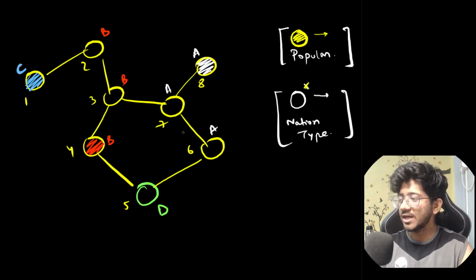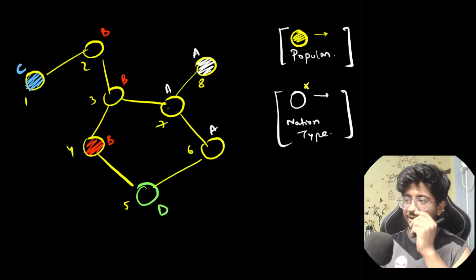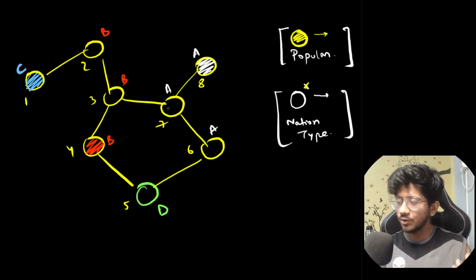So now we are given that we have to find, for every node, the shortest path to one of the shaded nodes which is not in the same nation. So there are two constraints to it, right? How do we solve these problems? How do we go about thinking about this?